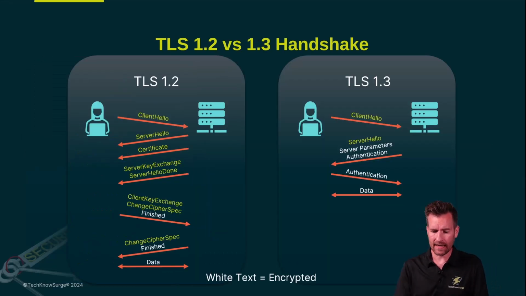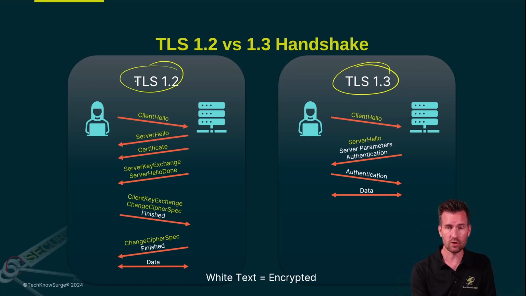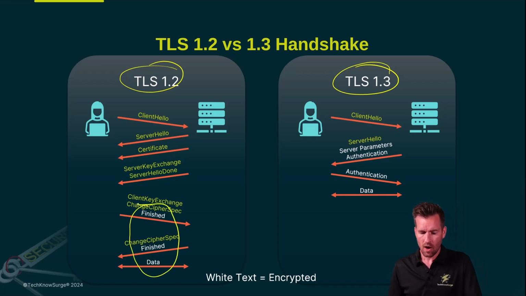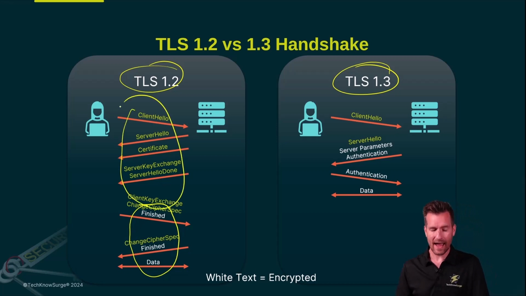So let's take a look at what TLS 1.3 looks like versus TLS 1.2. As I already mentioned, we don't get to the encrypted part until further on in the message. Also, we have a lot of communication that happens before we actually start communicating the data. So TLS 1.3 sets out to have less communication back and forth and encrypt things faster.